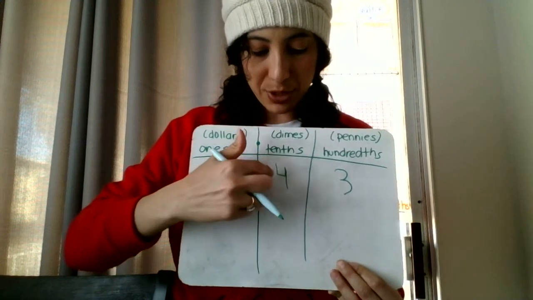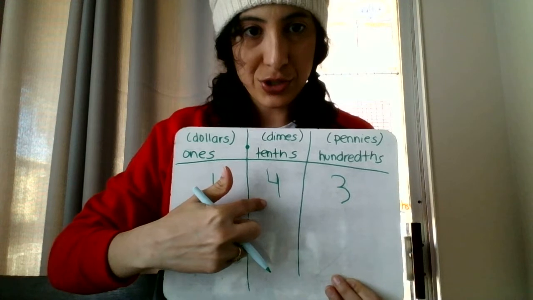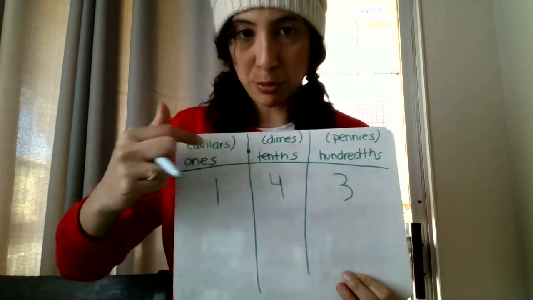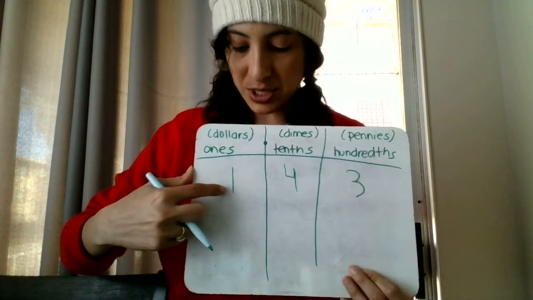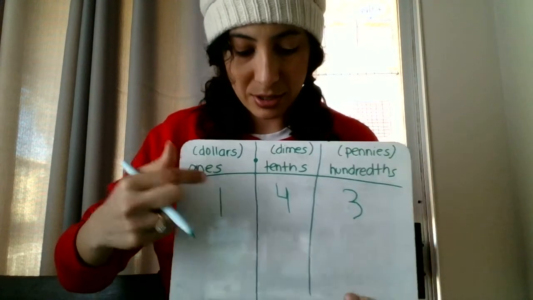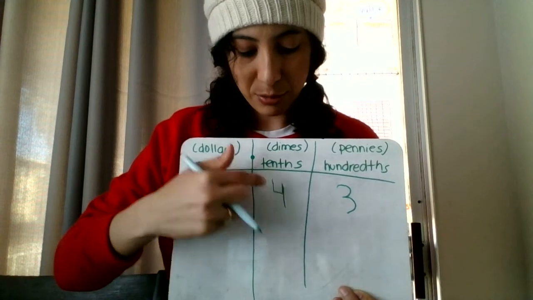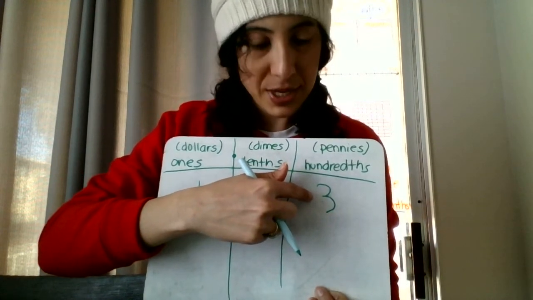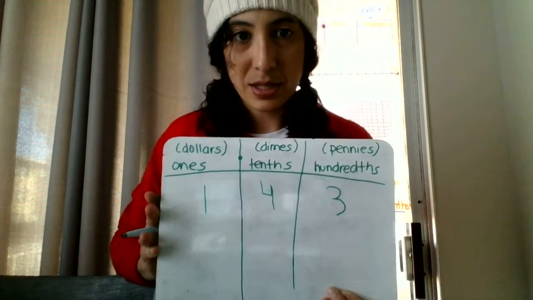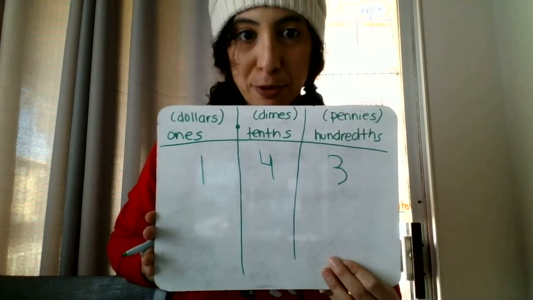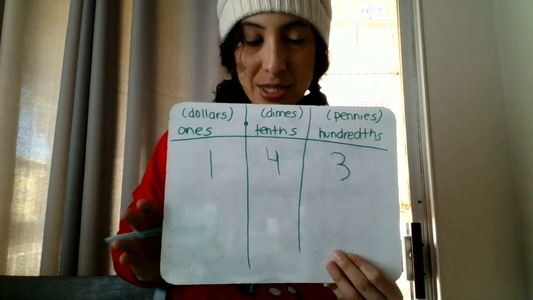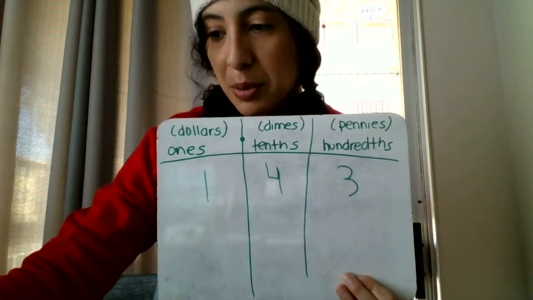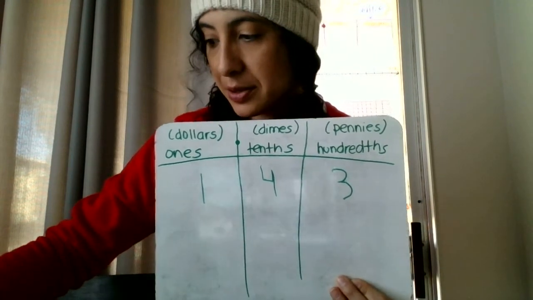Okay. Now, I really want you to pay attention to where each number is and what that place value represents. Okay, so ones place represents a dollar. Tenths place represents dimes, and hundredths place represents pennies. That's going to be really important for you to remember for this next part of the lesson.